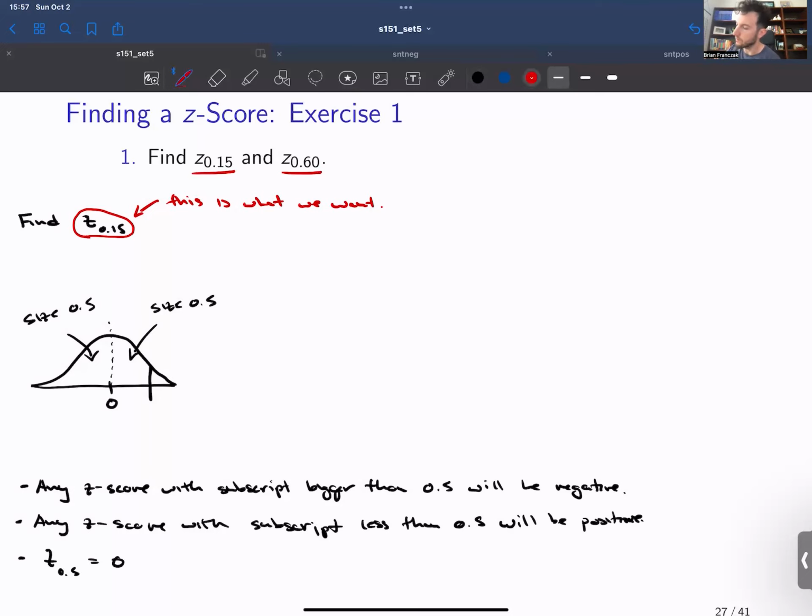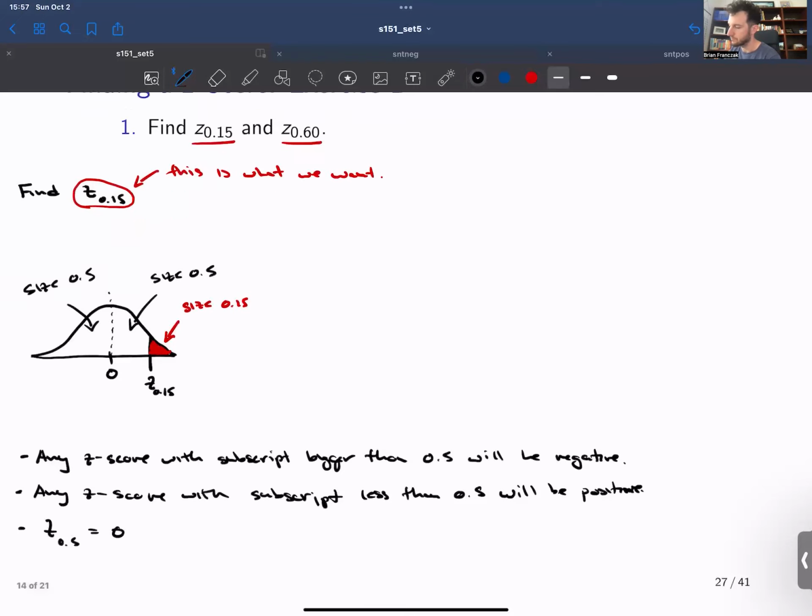Okay, so the z-score we're looking for has 0.15 of the area to its right. So that means that this red shaded part here is size 0.15. So we are looking for the z-score that has 0.15 of the area to its right. In order to find this value, we calculate the area to the left. The reason we do this is because every standard normal table gives you area to the left by design.